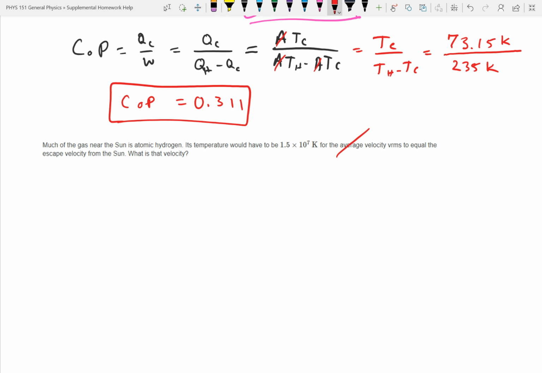Why do they say average every time when it's not average? For the velocity RMS. Okay, so the average velocity root mean squared. Average and mean are both stated there. Anyway, I'm sorry. You know that the RMS is not the average velocity, to equal the escape velocity from the sun. What is that velocity? What's the escape velocity from the sun?